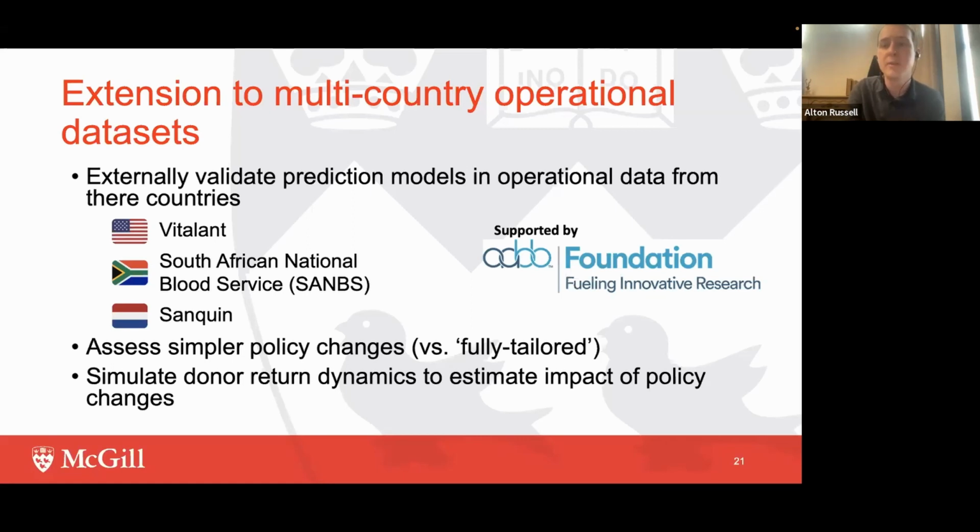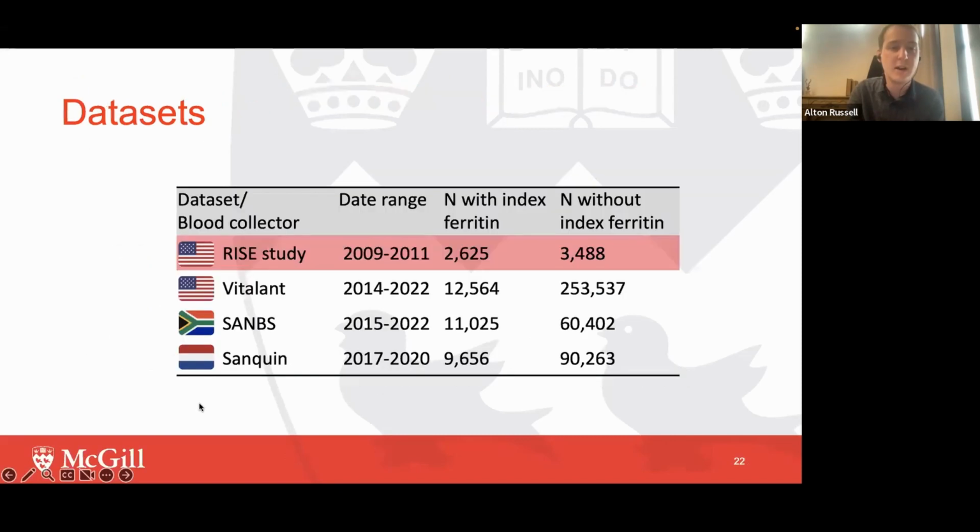So in the machine learning model, we assume it would probably do the best, but it might be complicated, or people might have concerns about a machine learning model that's kind of a black box. So can we assess simpler policy changes? And can we build a better model to simulate donor return dynamics to estimate the impact of policy changes? So basically the RISE study is what I used in this initial paper, but we've got much larger data sets from Vitalant, SANBS, and Sanquin.